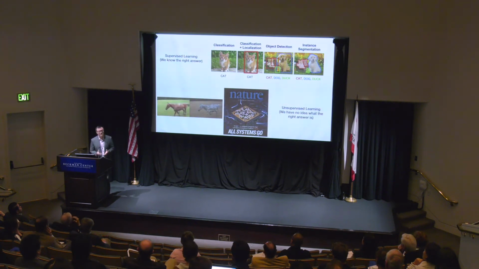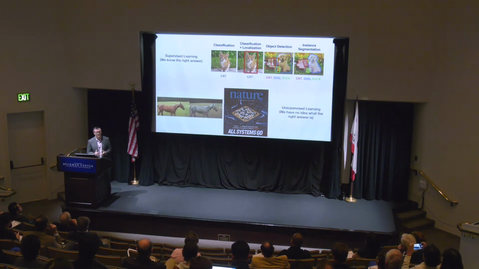Another example is what was alluded to before. A company called DeepMind in London built a deep learning network based on reinforcement learning that was able to beat the world champion at Go.